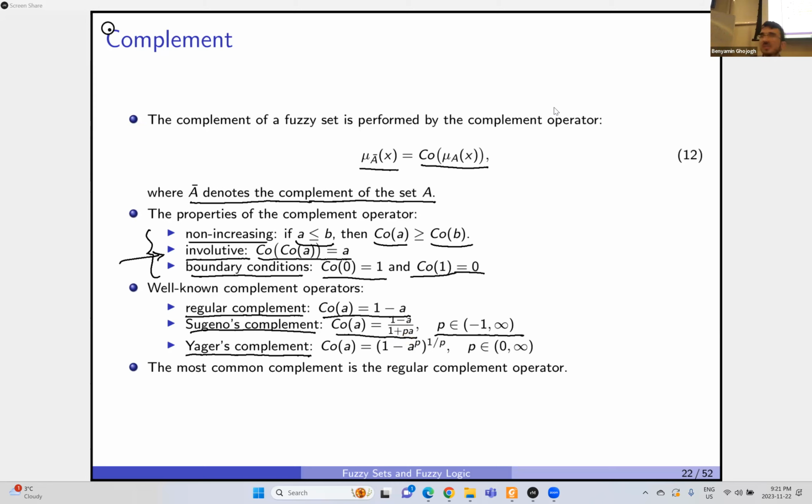Yager's complement is from another scientist in fuzzy logic. For P between 0 and 1, its complement is 1 minus A to the power P, then the whole thing to the power 1 over P. Of course, A is between 0 and 1, so A to the power P is between 0 and 1, 1 minus A to the power P is between 0 and 1, and to the power 1 over P is between 0 and 1. And the most common complement is the regular complement, 1 minus A. We are lazy, right? Okay, so we covered these things.